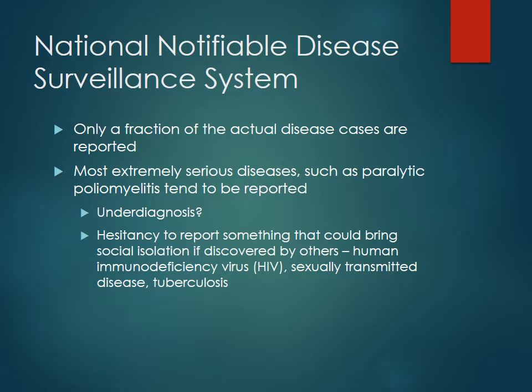So again, only a fraction of the actual disease cases are really reported. So what do you think are some reasons why we might not report some of these diseases? Don't have time. Good, so if you're too busy, you don't have time, you're not going to do it, right? Somebody doesn't know it's supposed to be reported. Okay, yeah, so if the information's not out there, they don't know that it's supposed to be reported. It's a good one. What else?